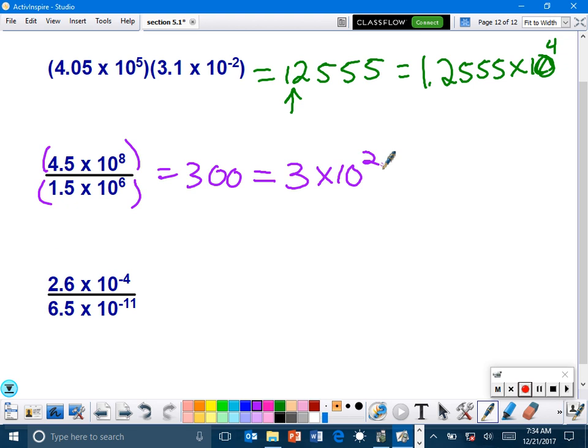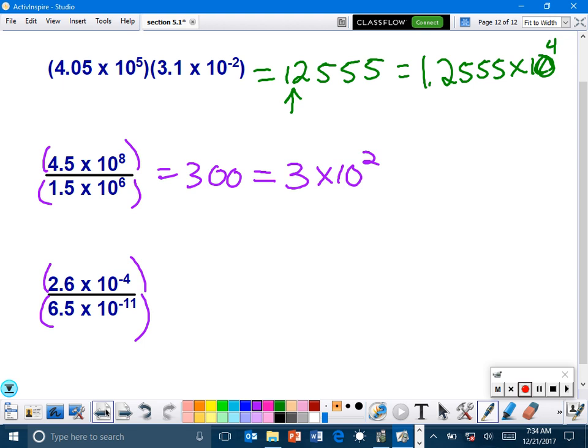All right, and do the same thing with this one. I'm not going to type that one in. Take 2.6 times 10 to the negative 4, divided by 6.5 times 10 to the negative 11, and have the calculator spit out your answer and convert it to scientific notation.